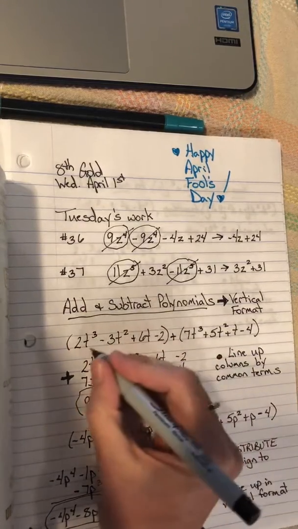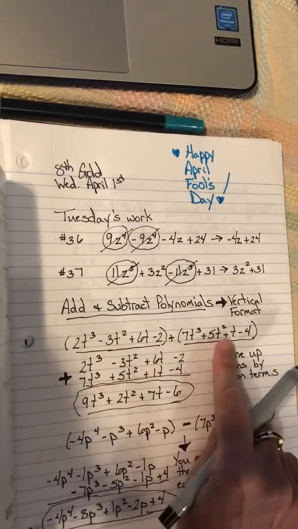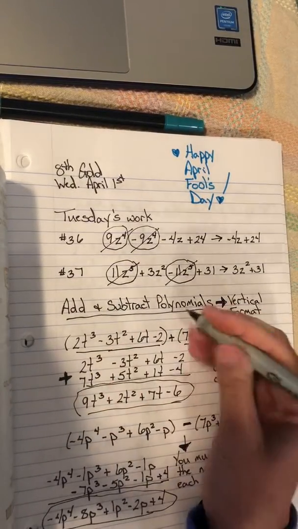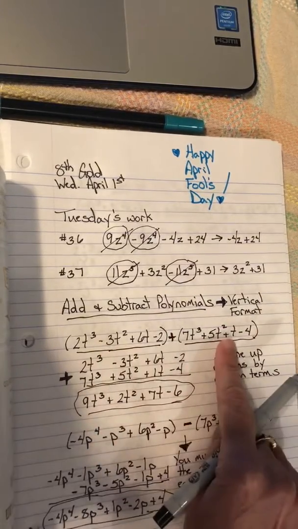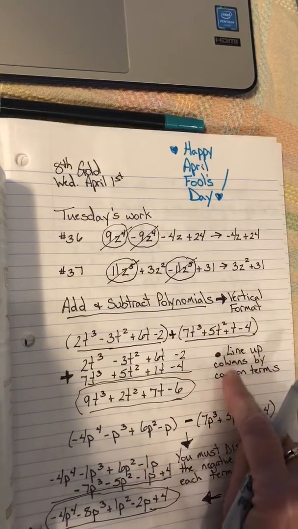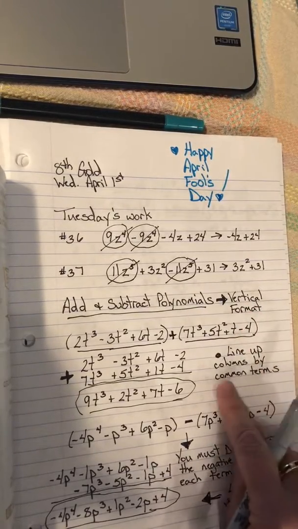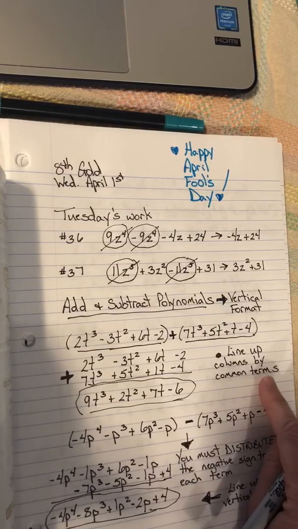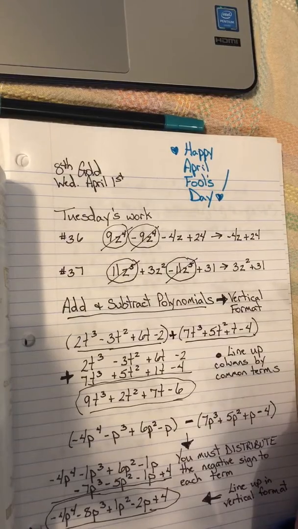So basically we're going to have two large polynomials and they put them in parentheses. On this first one, we're going to add the first polynomial to the second polynomial. I like to line them up in columns. That's why it's called the vertical format. And you line them up by common terms. Now this one's pretty easy because there's only one variable. When they start putting two variables in, you've got to be careful.